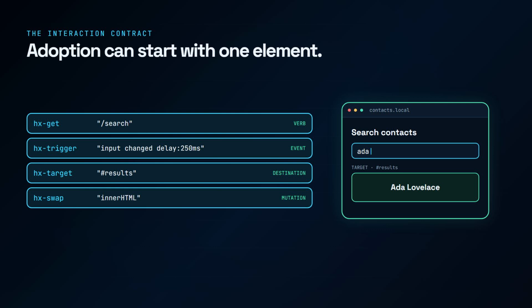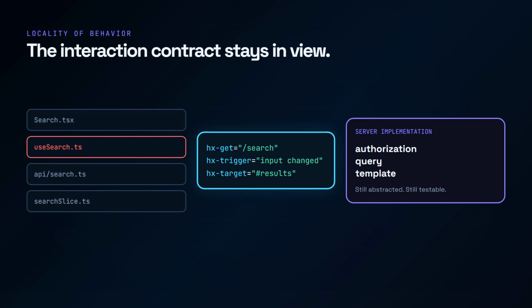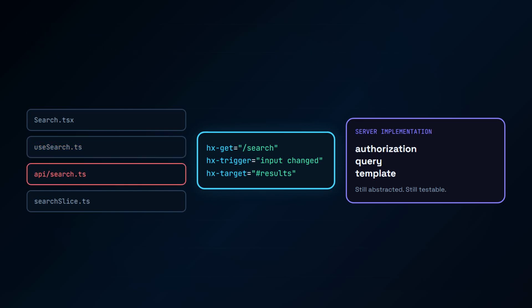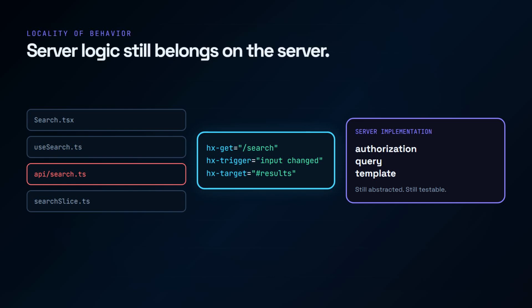It does not mean every implementation detail belongs inline. The database query, authorization, and template logic still live on the server. The markup only exposes the interaction contract. This event makes this request and places the response here. You can understand the click without hunting through a component, a hook, an API client, a state slice, and a route handler. Now follow the fragment through the real loop.